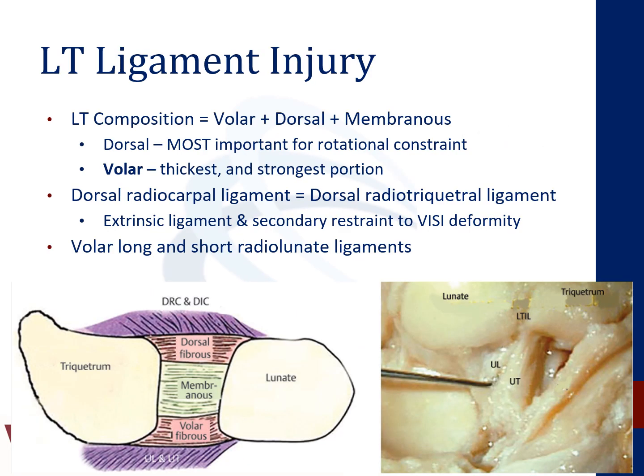Now for lunotriquetral ligament injuries. Harkening back to our anatomy discussion, the volar aspect is the thickest and strongest portion of the LT ligament. And in order for a VISI deformity to form, there has to not only be injury to the LT ligament, but there also has to be disruption to the dorsal radiocarpal ligament, otherwise known as the dorsal radiotriquetral ligament. These entities are displayed in the images below.